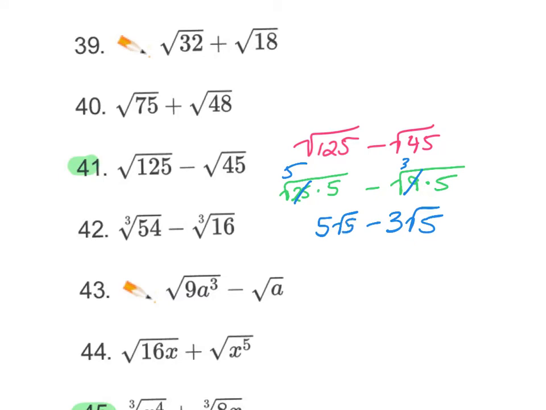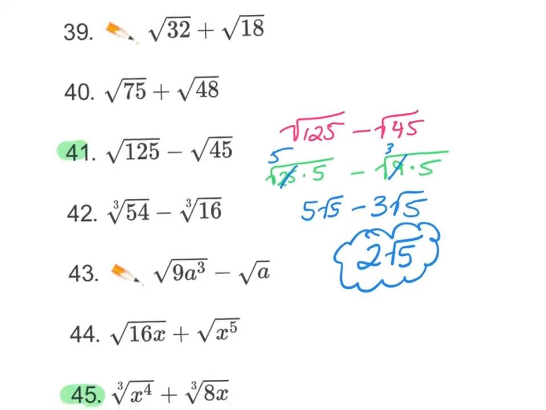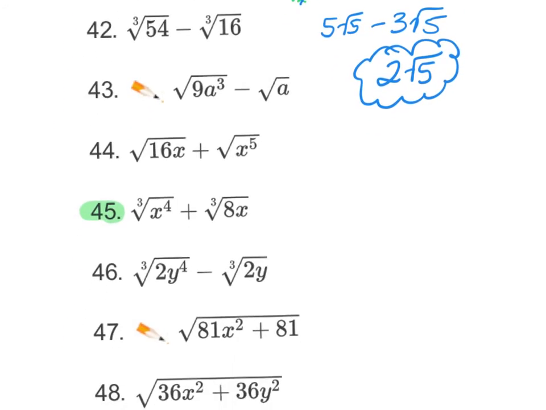Do they now have the same radical so I can combine them? Yes. What's 5 minus 3? So your answer is 2 root 5. Everybody with me? Okay. Look at the next one. Same thing. Do they have the same root right now? Yes, but can I just add them together? They both have the same root, but can I add them together? No. So let's see if we can simplify this at all.